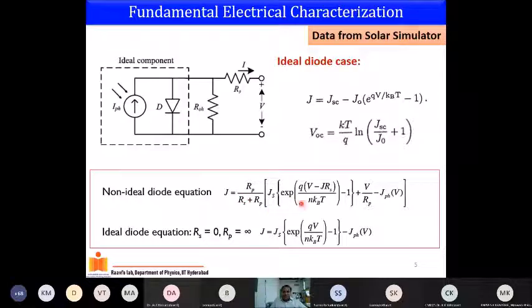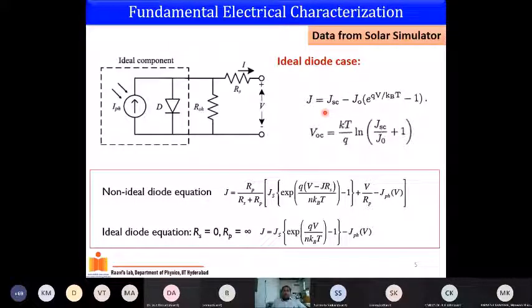times Js times exponential of q times (V minus J Rs) by nKBT. Keep in mind here it is e power QV, exponential times QV. Now you have to subtract J times Rs. So the series resistance comes into the picture, and that is something which keeps killing your device again and again. So the way you make the device, the way you handle the series resistance, is very important. So this plus V by Rp minus JPH. JPH is the current because of the photocurrent. So for the ideal diode case, you put Rs as 0 and Rp as infinity, and then you end up getting the same expression, which is what you see here.